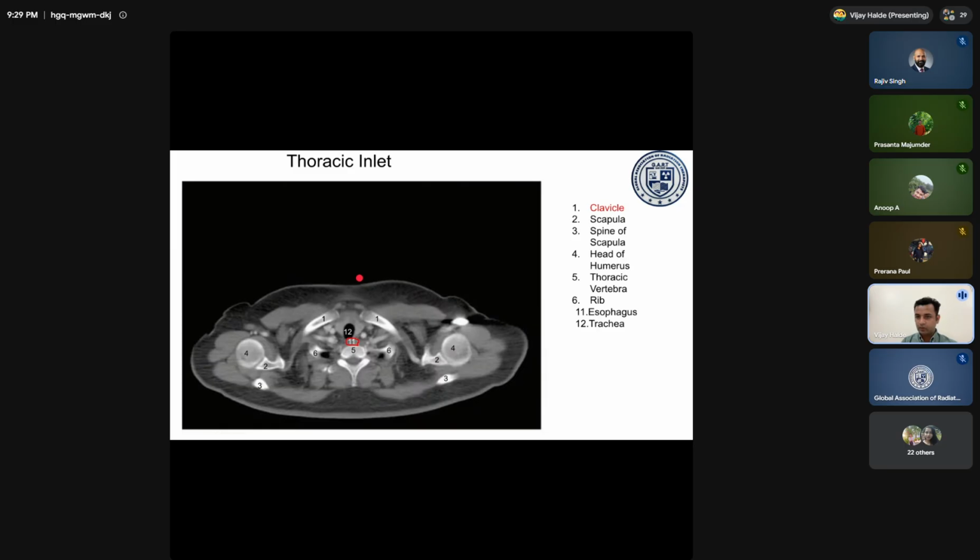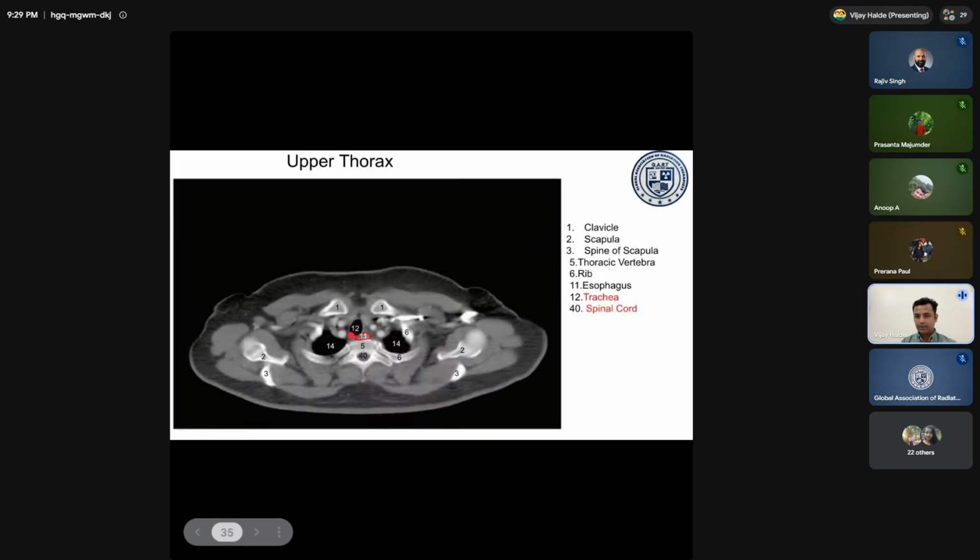So we will start with the thoracic inlet, the clavicle, scapula. Scapula is here. This is the scapula, and this is the spine of the scapula. The head of the humerus will start from here. Ribs, esophagus, and trachea are still visible. So this is the upper thoracic level. The spinal cord will start to be visible from here. This is the lung, the apex of the lung. Ribs. First one is the clavicle. We are able to see the scapula, the scapular spine.